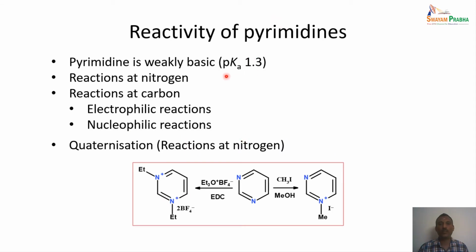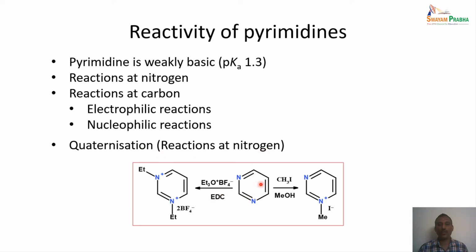And pyrimidine is a very weak base, that is, its pKa is 1.3 only. And we have 2 types of reaction that are possible in the case of pyrimidine. One is the reaction at nitrogen, another one is reaction at carbon. In the carbon reactions, basically it can be an electrophilic substitution or a nucleophilic reaction. Both are possible on the carbon. And of course, quaternization is one example of the reaction at the nitrogen.